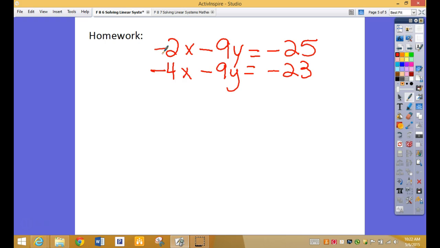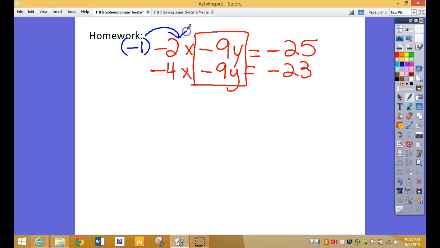But me, I'm going to look. Oh, hey, look at here. My y's have the same coefficient. The only problem is they have the same sign. So instead of doing a -2 or a 3 or whatever, multiply one of the equations times what? -1. Which one do you want to do, the top or the bottom? Top one. Okay, let's take the top one times the -1.